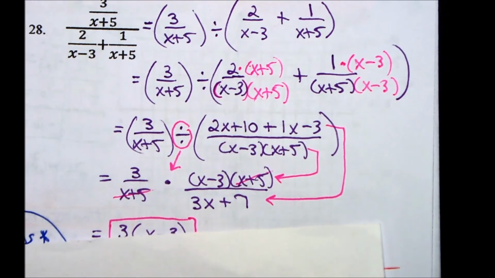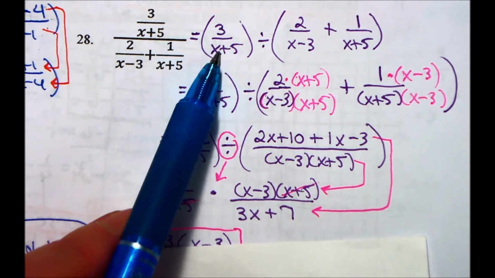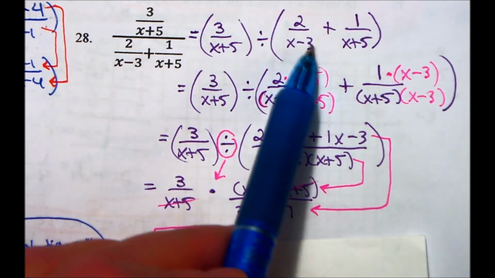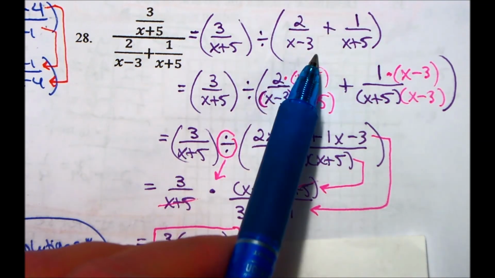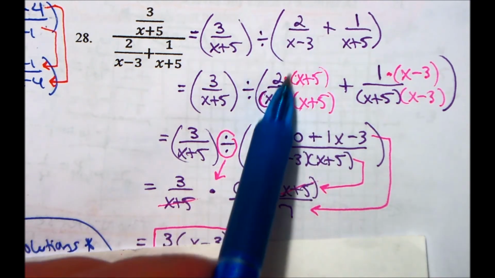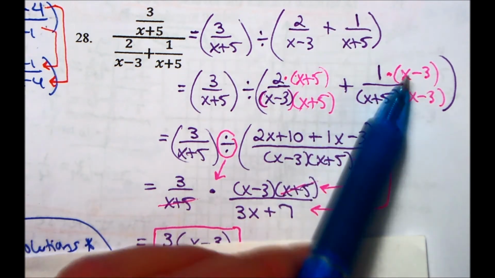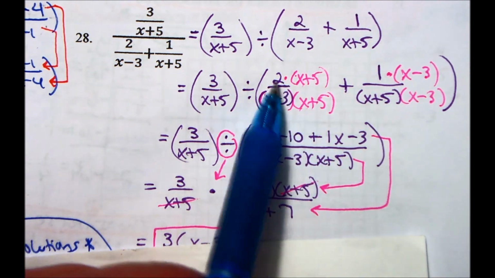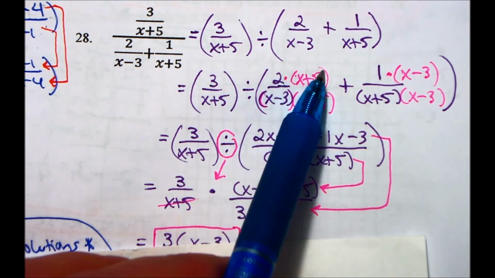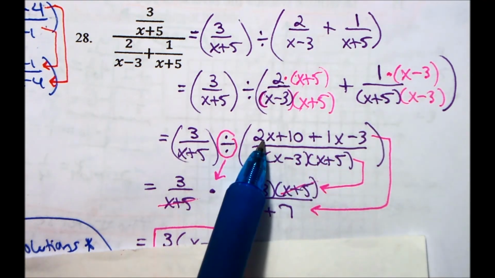Okay, the next one, so my numerator is already a single fraction, so I just brought that over. Change my fraction bar to a division sign, and then my denominator I want to make into a single fraction. So the least common denominator is going to be a product of both of those. So the first fraction needs to be multiplied by x plus 5. The second fraction needs to be multiplied by x minus 3. So now they have the same denominator. I can make it one fraction, simplify the numerator, 2x plus 10 and x minus 3, combine like terms.